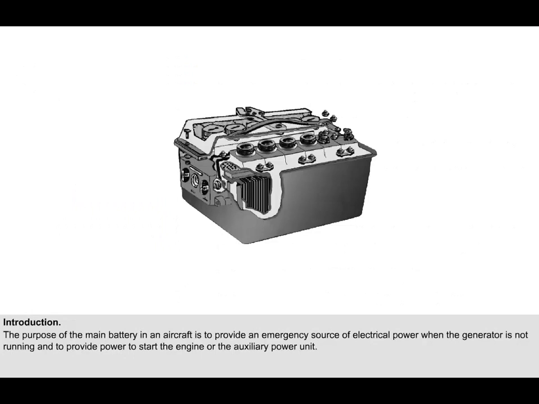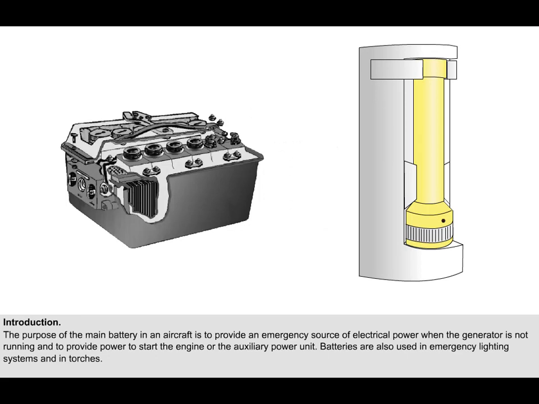The purpose of the main battery in an aircraft is to provide an emergency source of electrical power when the generator is not running, and to provide power to start the engine or the auxiliary power unit. Batteries are also used in emergency lighting systems and in torches.